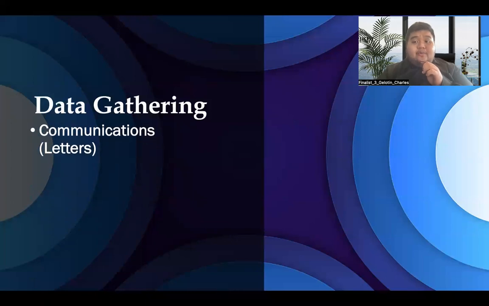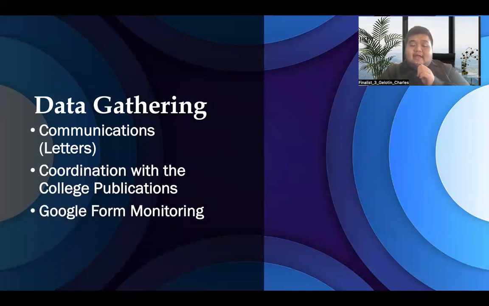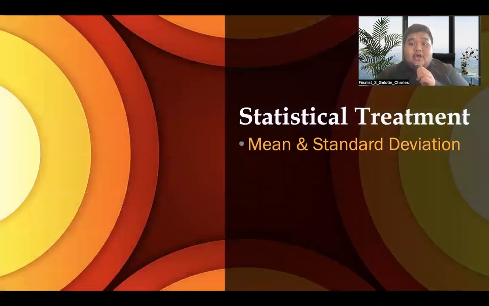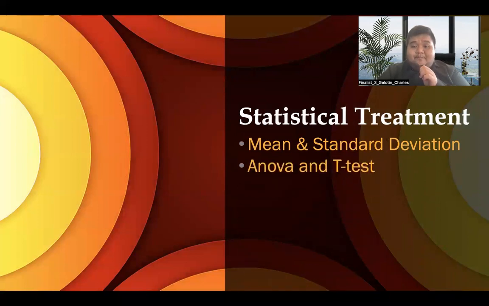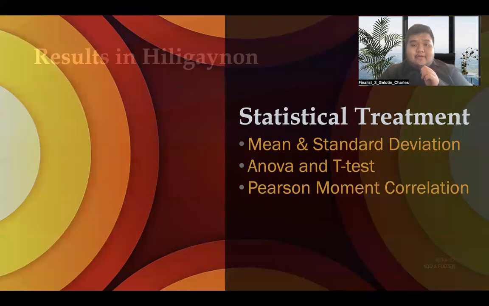For our data gathering, we wrote communications to the Vice President of Academics and college deans. We also coordinated with the college publications through their editors in chief and advisors, and cross checked and monitored the Google Form entries coming in to ensure the credibility and integrity of our research data. As for our statistical treatment, we used mean and standard deviation for our first problem, ANOVA and t-test for the analysis of variance, and Pearson moment correlation to answer the third research problem.